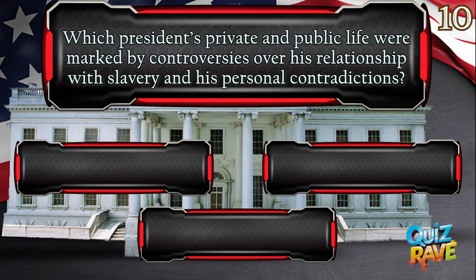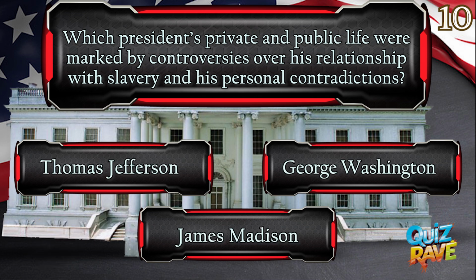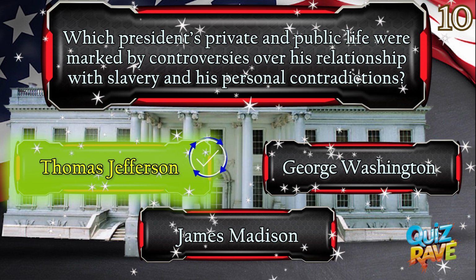Which president's private and public life were marked by controversies over his relationship with slavery and his personal contradictions? George Washington, Thomas Jefferson, James Madison. Correct answer, Thomas Jefferson.